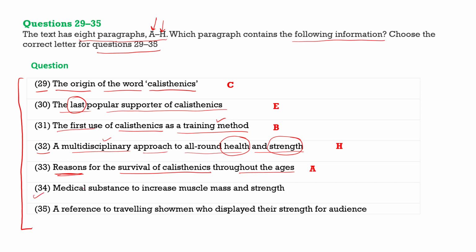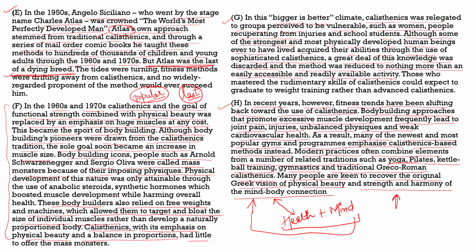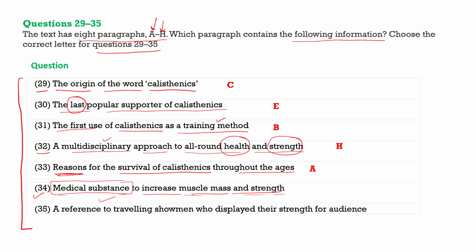Moving to question number 34. Medical substance to increase muscle mass and strength. If you noticed, we read in the paragraph there were words written as steroids, etc. So, any medicine, anything which is written like that to increase muscle mass and strength, where is it talked about? If you read passage number F, the words are steroids, synthetic hormones, which boosted muscle development. This is the exact question asked to us. The answer is very simple. The answer to question number 34, where some medical substance is mentioned, is paragraph number F.